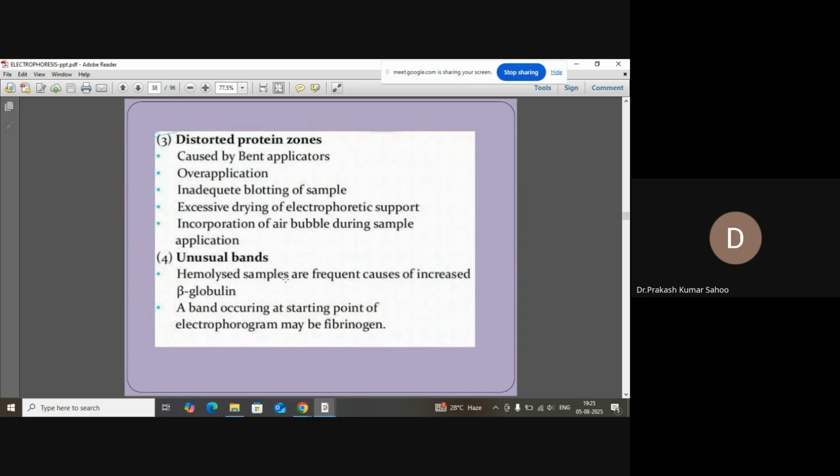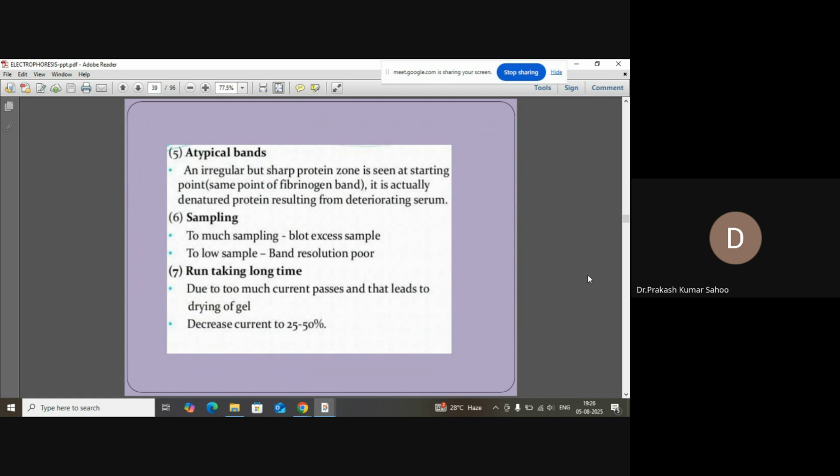Unusual band. An unusual band may be obtained by hemolyzed samples, a frequent cause of increased beta globulin. A band occurring at the starting point of the electrophoregram may be fibrinogen. A typical band is there. An irregular but sharp protein zone is seen at the starting point, actually denatured protein resulting from deteriorating serum.